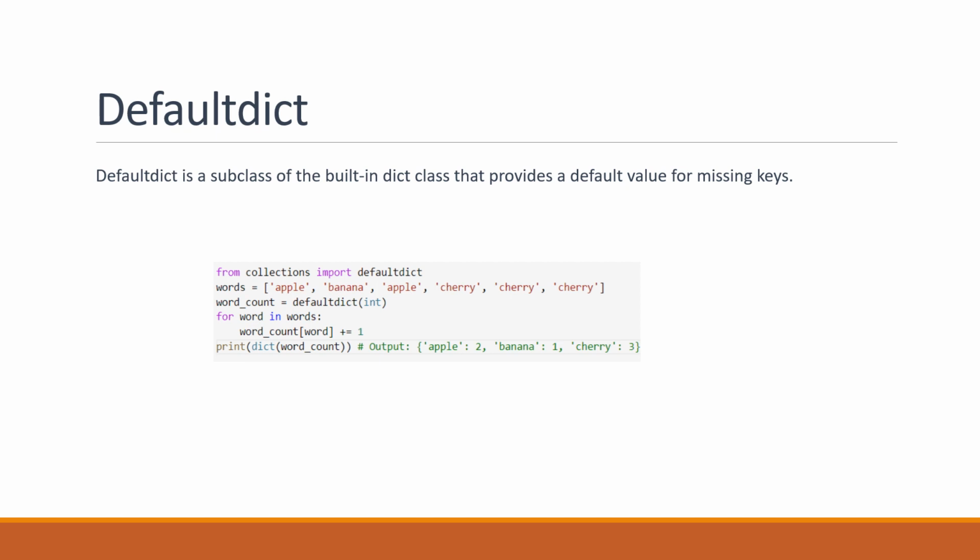Due to the key errors. For example, you can use default dictionary to count the frequency of words in a list as follows. So if we look at this example, first we import defaultdict from collections. Then we have a list of words, and we need to calculate the frequency of those words.